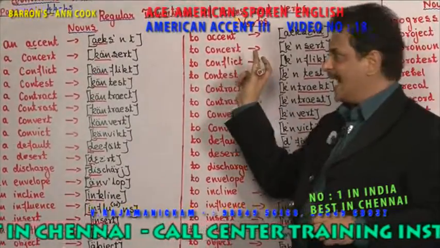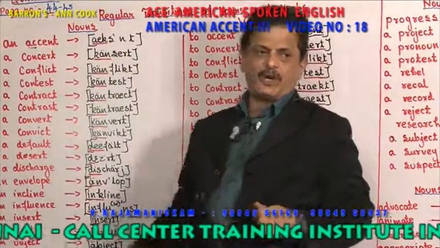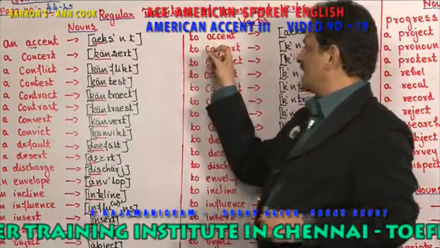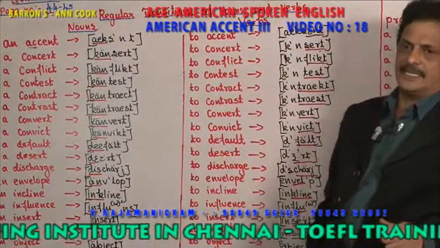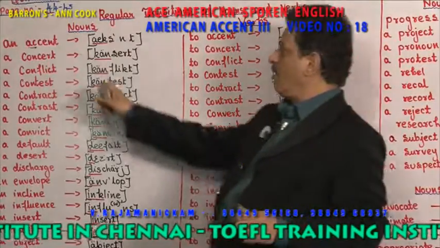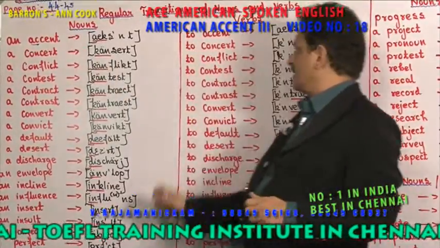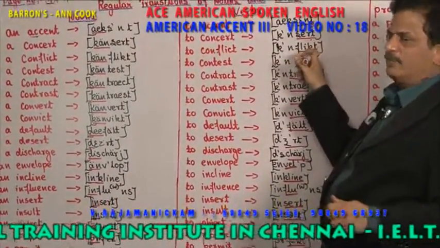Accent, to accent. Concert, what do you mean by concert? It's an orchestra. So you have to stress on con. To concert, so in to concert, cert should be stressed. Conflict, a conflict, con should be stressed. To conflict, flict should be stressed.